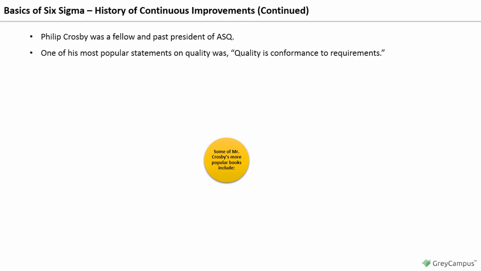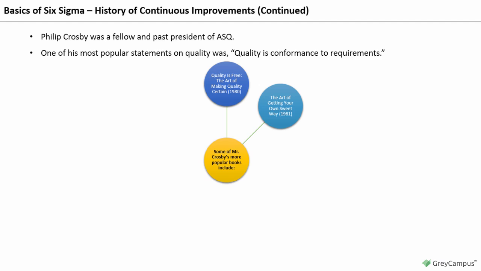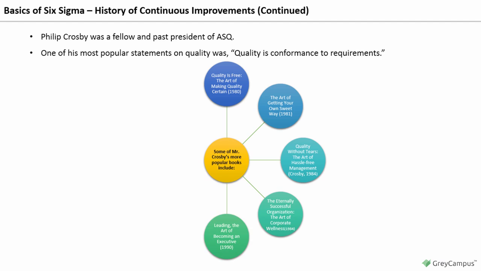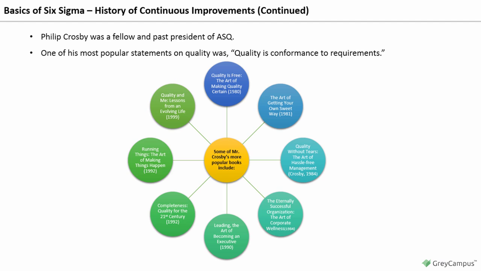Some of Mr. Crosby's more popular books include Quality Is Free: The Art of Making Quality Certain in 1980, The Art of Getting Your Own Sweet Way in 1981, Quality Without Tears: The Art of Hassle-Free Management in 1984, The Eternally Successful Organization: The Art of Corporate Wellness in 1988, Leading: The Art of Becoming an Executive in 1990, Completeness: Quality for the 21st Century in 1992, Running Things: The Art of Making Things Happen in 1992, Quality and Me: Lessons from an Evolving Life in 1999.